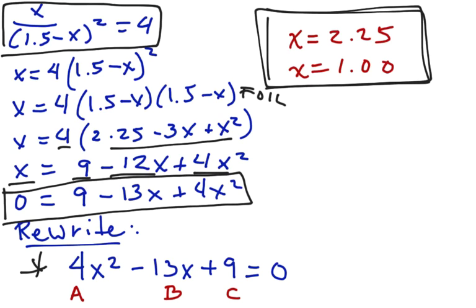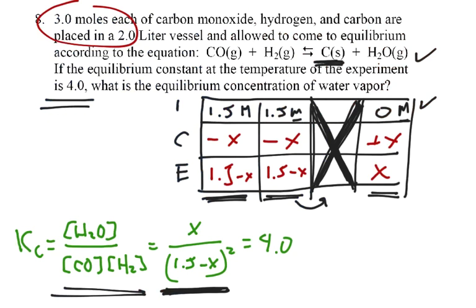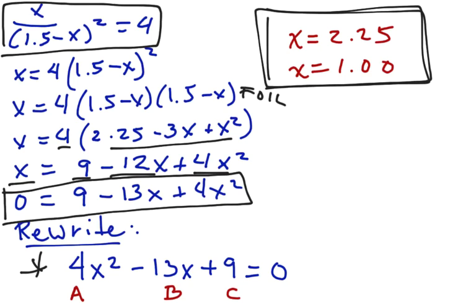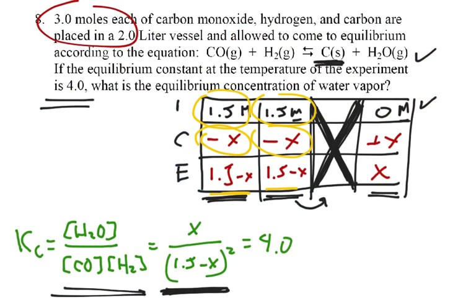So I have 2.25 and 1.0. So let's go back and look at our problem. Let's pick a new color. Now what we have going on is, if this is x, if that's 2.25, that can't work, because I only have 1.15 chemical, I can't subtract 2.25. So I cannot get a negative value down here in my concentrations. So I know that the 2.25 value just does not make sense, and that's okay. So 1 is my answer.